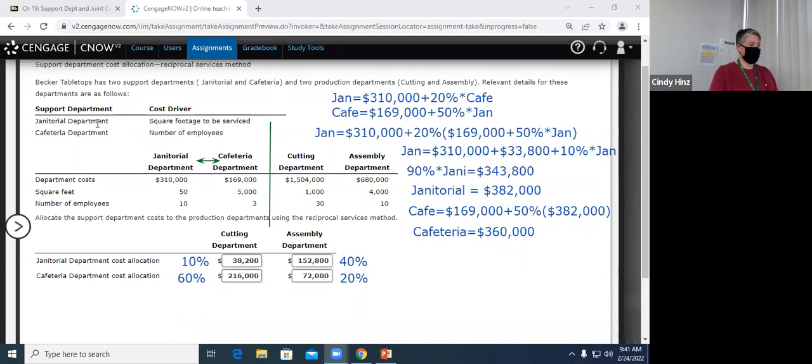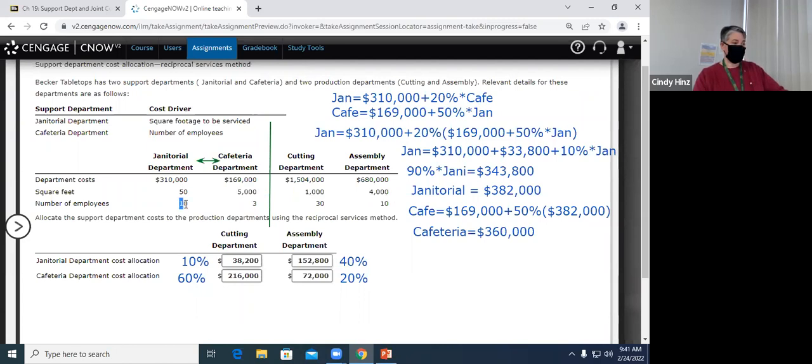So we look up here: the janitorial department is allocated based on square footage. And we're going to ignore the square footage for the janitorial department because we don't allocate it to itself. So we only look at the other departments right here. There's our total square footage, 10,000, 5 plus 1 plus 4. The cutting department is 1,000 of those 10,000. That's the 10% here. And the assembly department is 4,000 of the 10,000. That's this 40%.